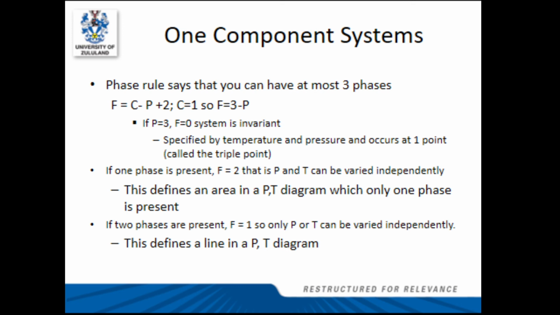So if 1 phase is present, we said that F is equal to 2, and it means that pressure and temperature can be varied independently. And we said that if 2 phases are present, it means F is equal to 1, and only pressure or temperature can be varied independently. And if P is equal to 3, it means that F is equal to 0. Remember I said that this occurs at a specified temperature and pressure, at a point that we call the triple point.